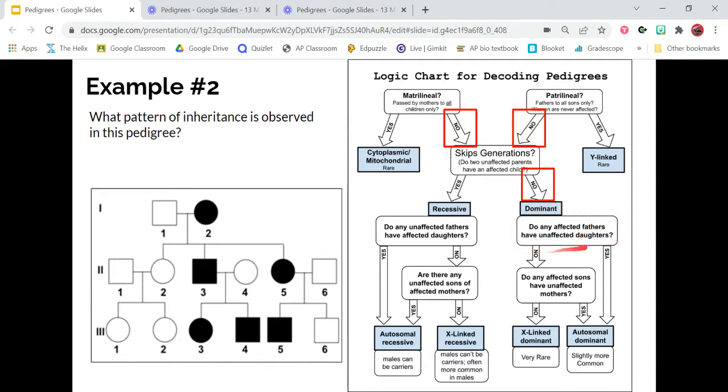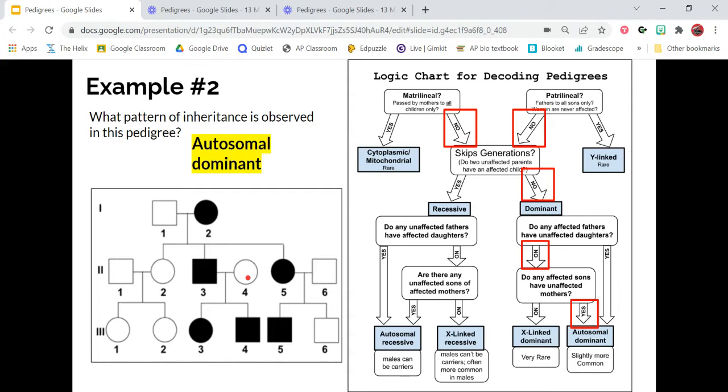Okay, so the next question: do any affected fathers have unaffected daughters? We're going to want to look for an affected father, meaning a square that is black that has offspring. If we look here, here's one. 2-3 is a black square. And does he have unaffected daughters? Well, he only has the one daughter and she has it. So that would be no. Are there any affected sons that have unaffected mothers? Let's look at individual 4 here. That's an affected son. And does he have an unaffected mother? Yes, he does. So in that case, that tells us that this trait is autosomal dominant.